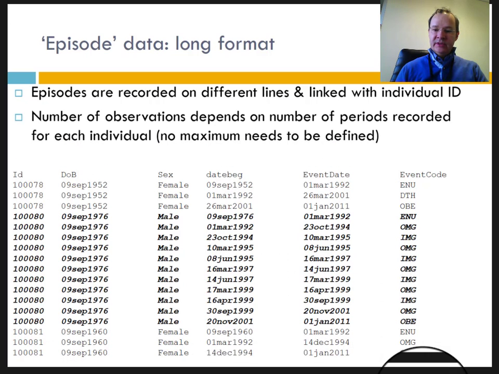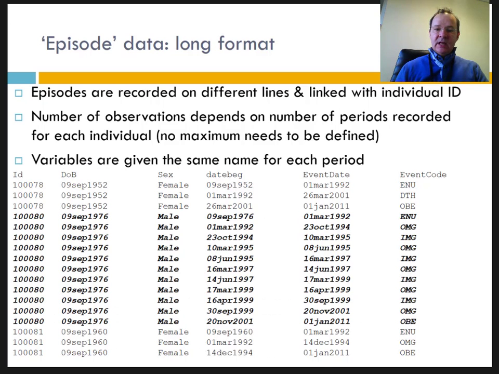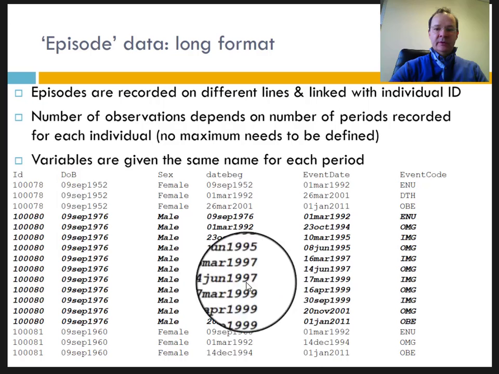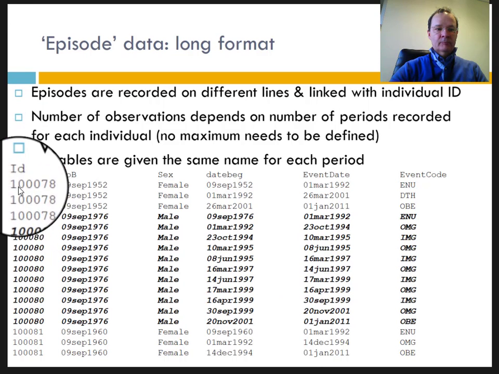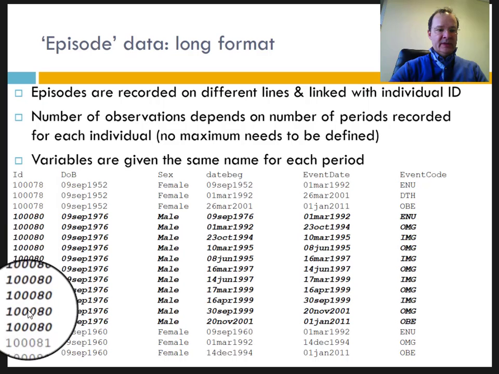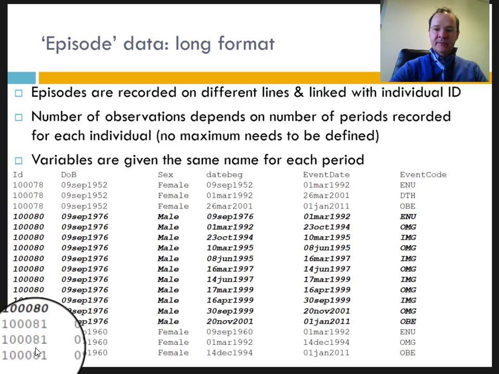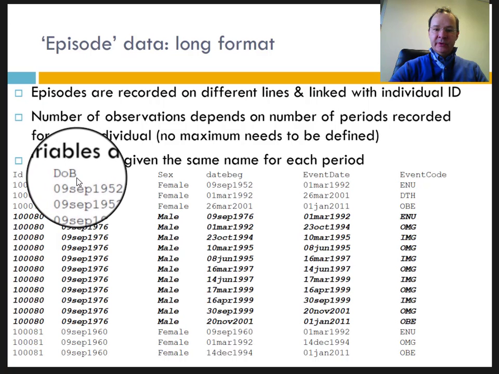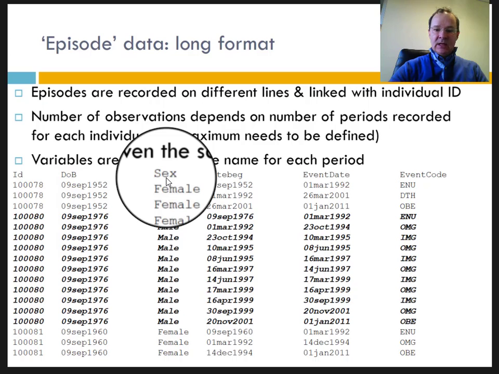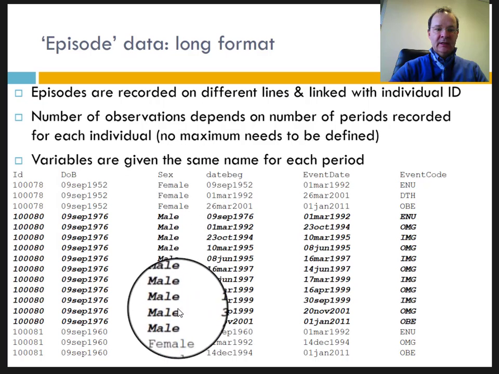Take note that variables, that is the columns, are given the same name for each period or episode. The episodes are linked to the individual ID in the first column. In this example, there are three episodes for the first individual, 11 for the second individual, and 3 for the third. The variables date of birth, DOB, and sex are repeated for the same individual because they do not change over time.